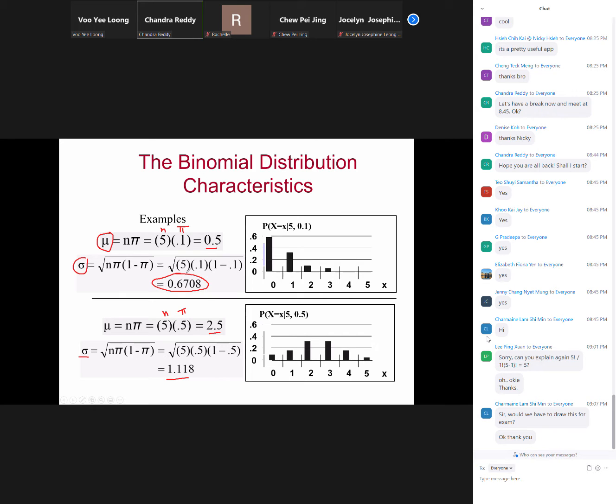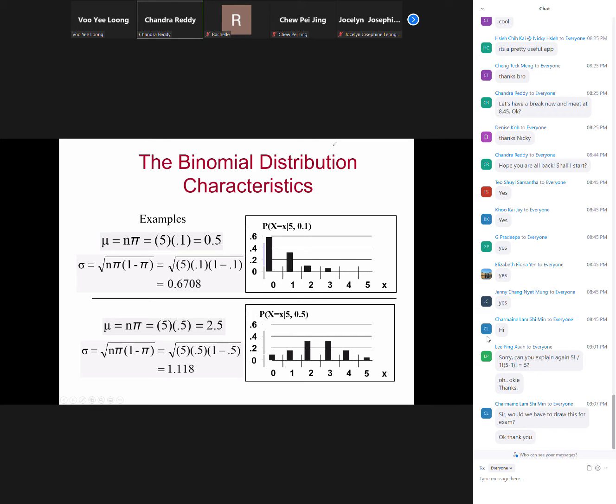So you can see here for the first set of data, the mean is low and the standard deviation is low. Similarly, for the second set of data, the mean is higher, 2.5, and the standard deviation is also higher. All right, so this is how we can calculate the mean and standard deviation for the binomial distribution.